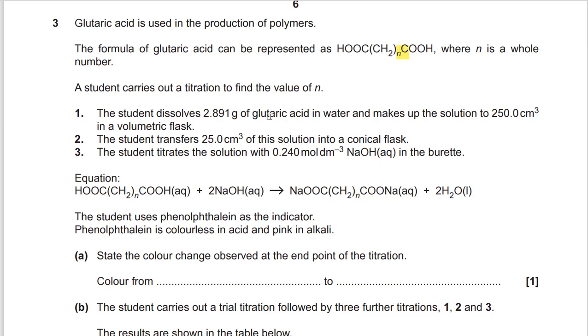And a student carries out a titration to work out the value of N. So essentially what they're doing is trying to find out the missing molar mass, as it were. They know it's got 2 carboxylic acid groups, but they don't know how many CH2s they've got. So they're clearly going to be trying to work out the molar mass at some point to work out the number of N's. So they do a titration. They dissolve this number of grams of glutaric acid, the solution is made up to 250, and they're taking 25 centimeters cubed in a conical flask, and they're titrated with 0.24 NaOH. So nice standard titration question.